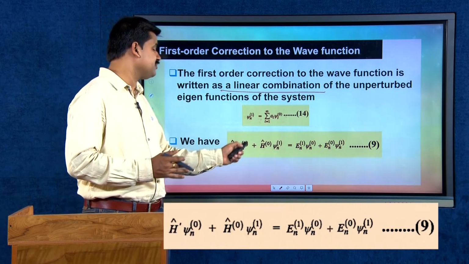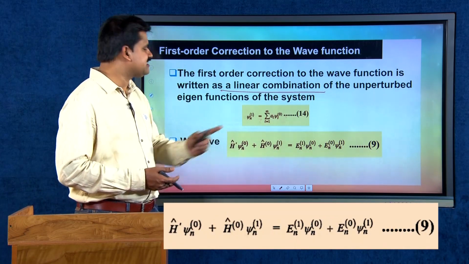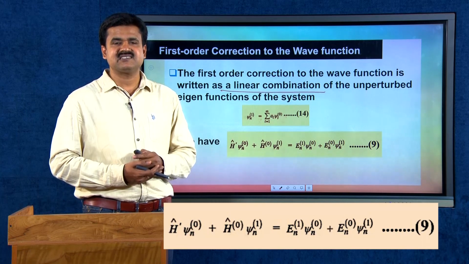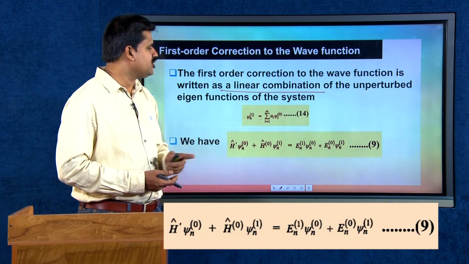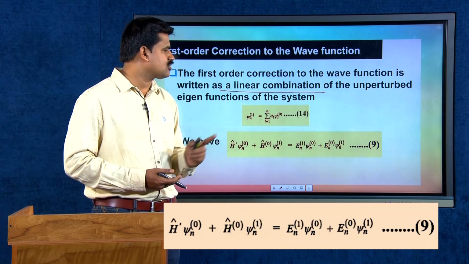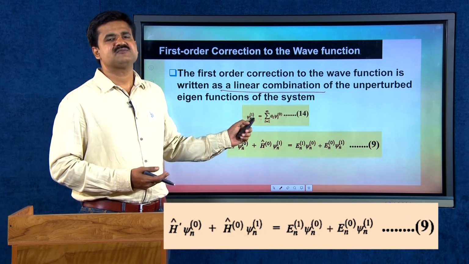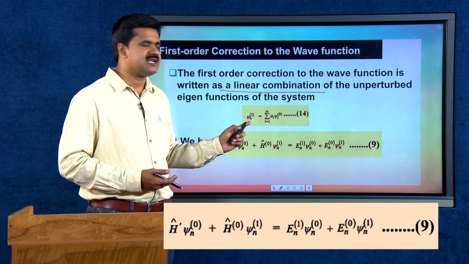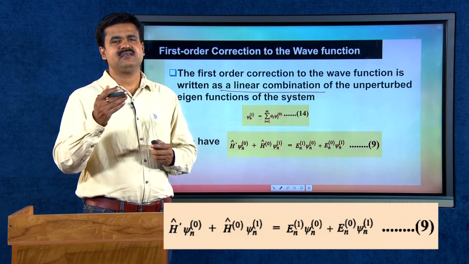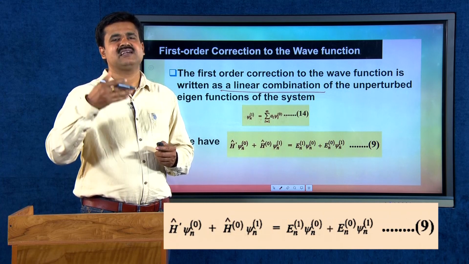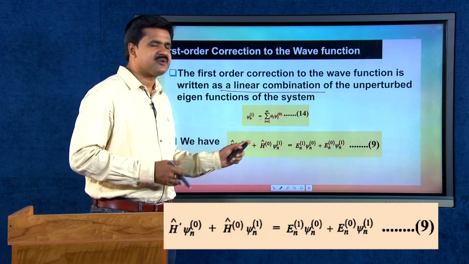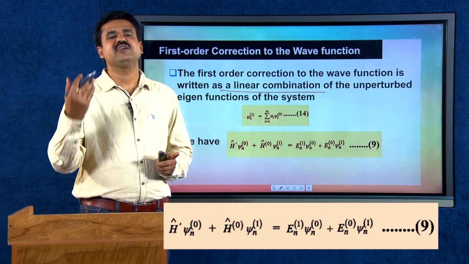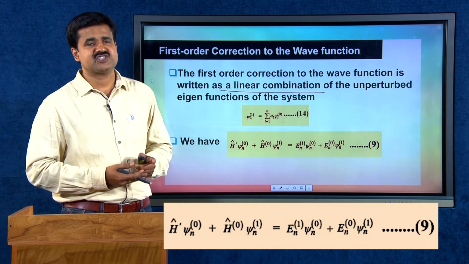We already have the mathematical expression lambda H hat dash psi n0 plus H hat 0 psi n1 equal to En1 psi n0 plus En0 psi n1. This is the very popular equation number 9. We obtained this by starting from the very simple Schrodinger wave equation, and based on this equation we are proceeding further and moving on to first order correction to the wave function.